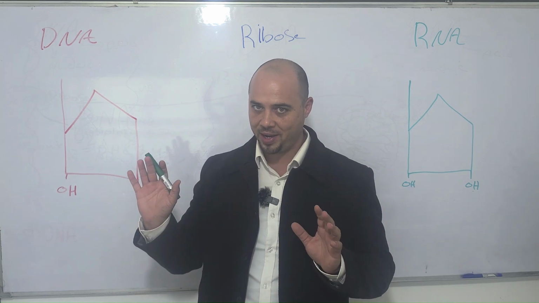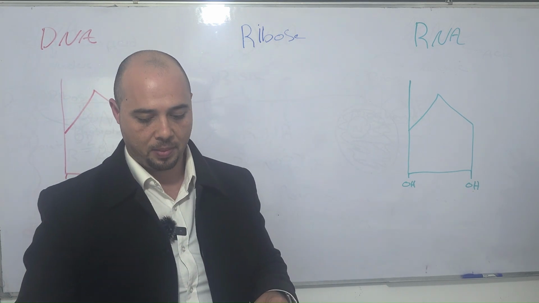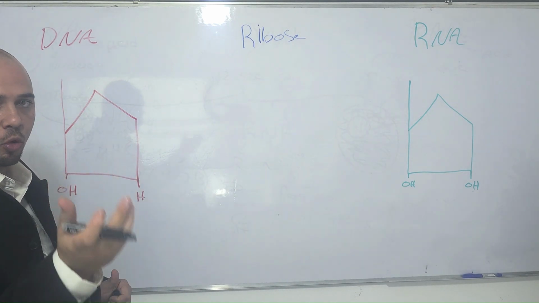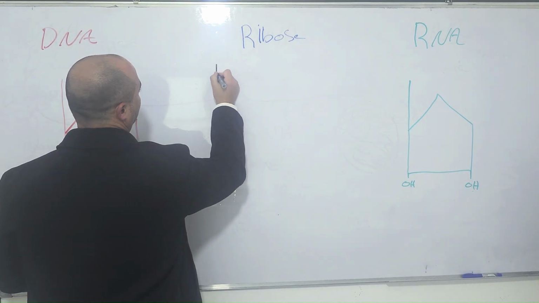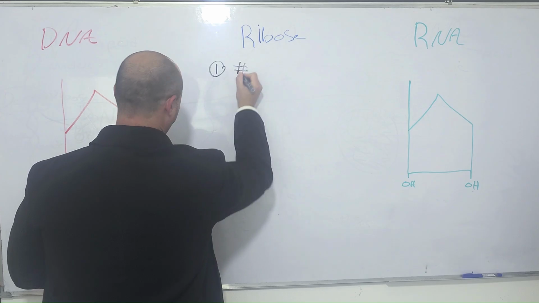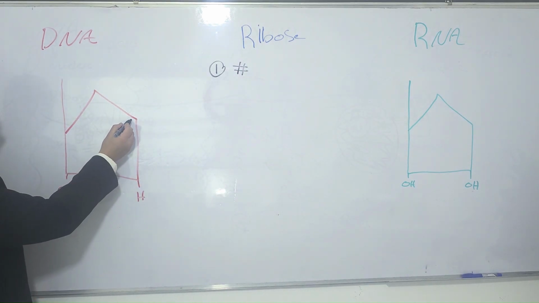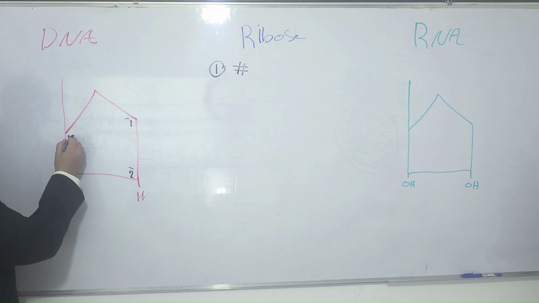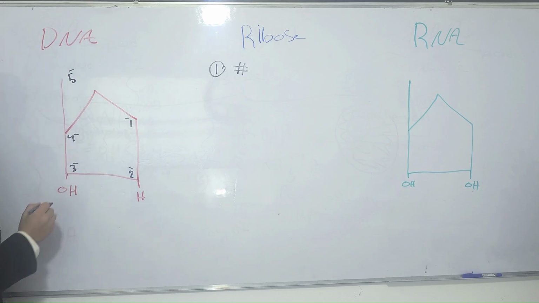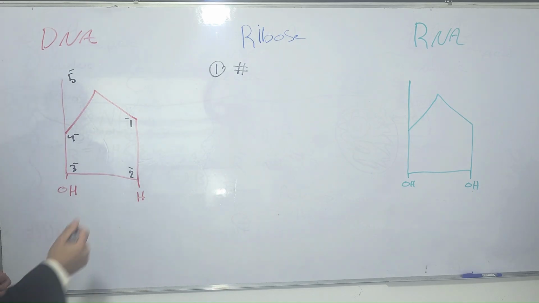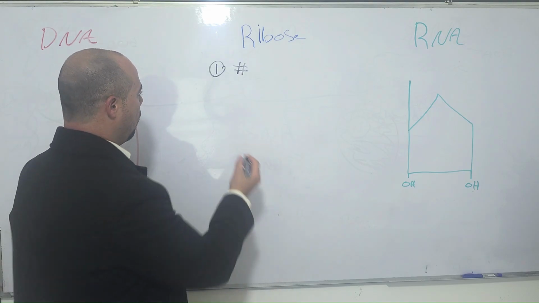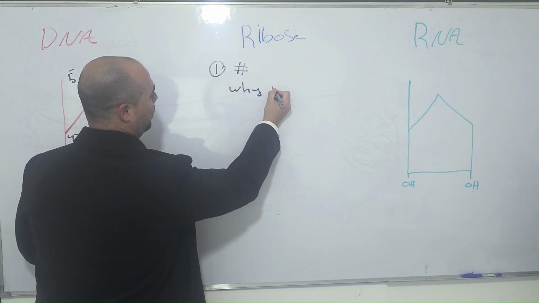Now, before we talk about why, let us talk about the numbering system of the ribose sugar and why it's important. So the ribose sugar characteristics, number one, the numbering system. When we count the carbons, we're going to say 1 prime, here's a carbon, 2 prime, 3 prime, 4 prime, and 5 prime. The same thing goes, of course, for the RNA. So first of all, why is it called prime?